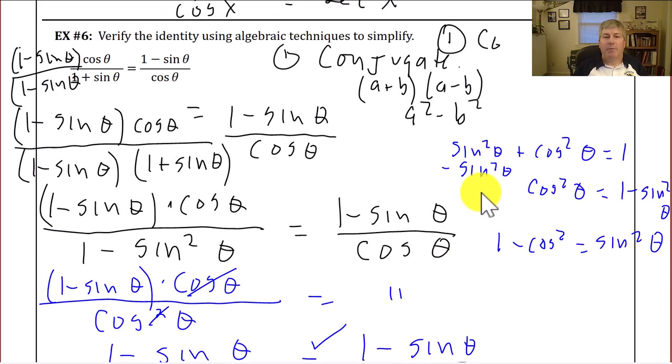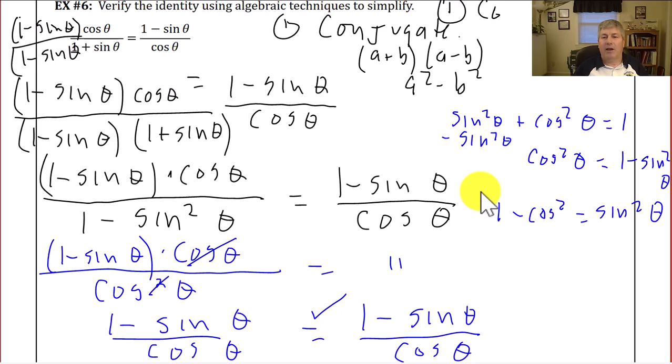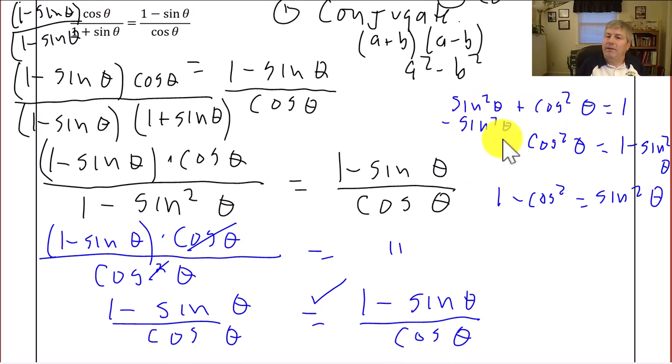And that wraps up getting a common denominator and using a conjugate. Please, please, please commit to memory that 1 minus sine squared theta equals cosine squared theta, and 1 minus cosine squared theta equals sine squared theta. They will replace each other frequently in trig identities, and you'll get some more practice with this when I see you in class.